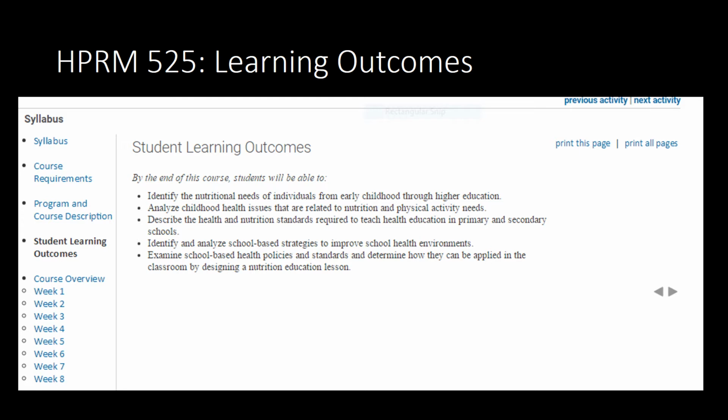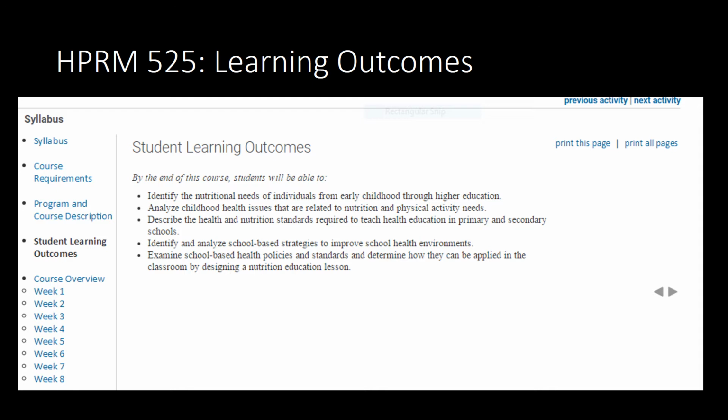For health in the school environment, students should be able to do the following by the end of the term. 1. Identify the nutritional needs of individuals from early childhood through higher education. 2. Analyze childhood health issues that are related to nutrition and physical activity needs. 3. Describe the health and nutrition standards required to teach health education in primary and secondary schools. 4. Identify and analyze school-based strategies to improve school health environments.